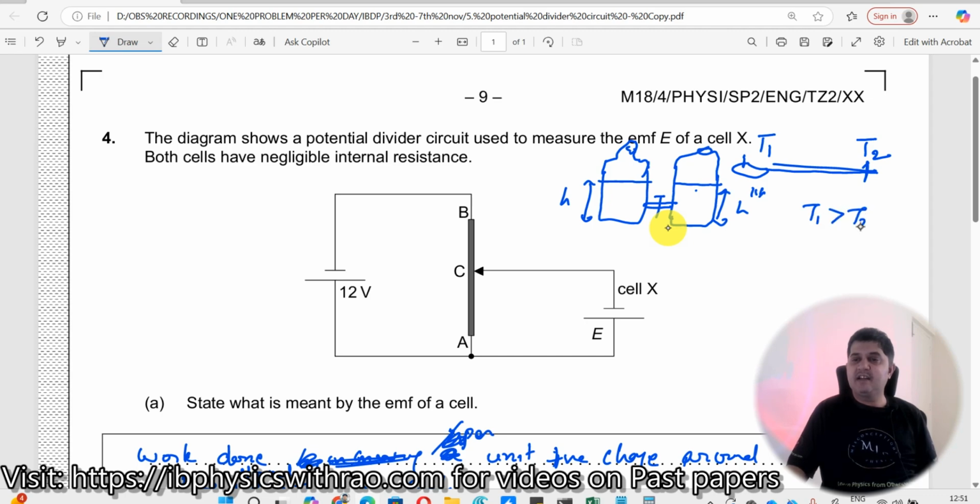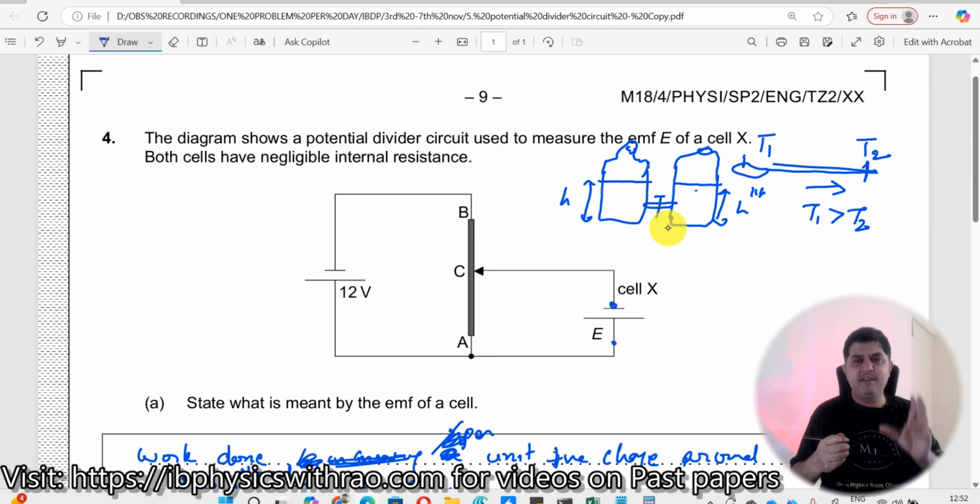T1 greater than T2, only then the current will flow, what you call heat current. In a similar way here also, if a current has to flow, then what should happen? The difference between this point and this point through the cell should be equal to 0. Between these two should be equal to 0. The potential difference should be 0.